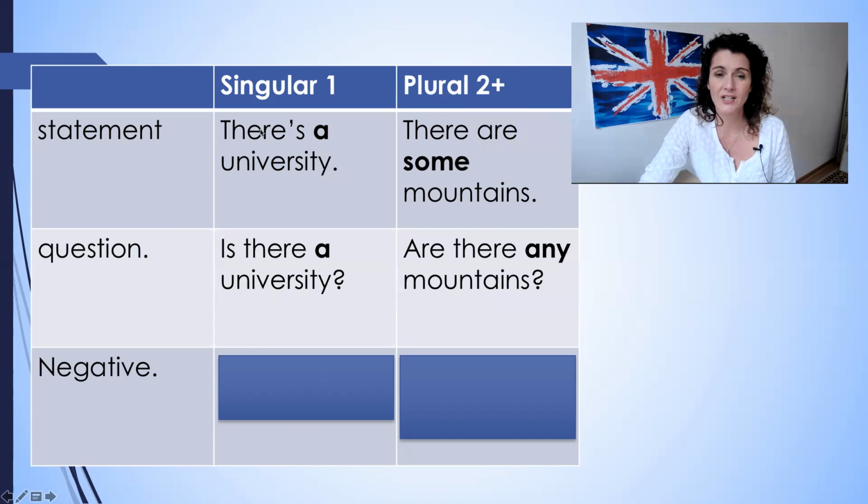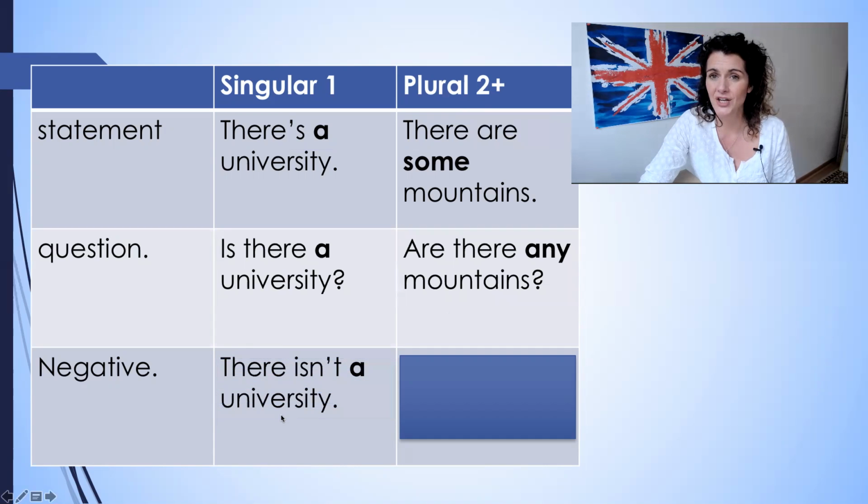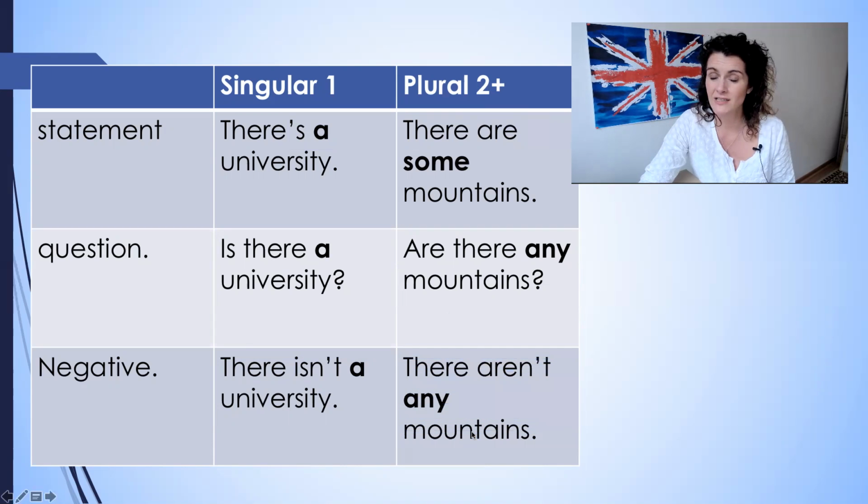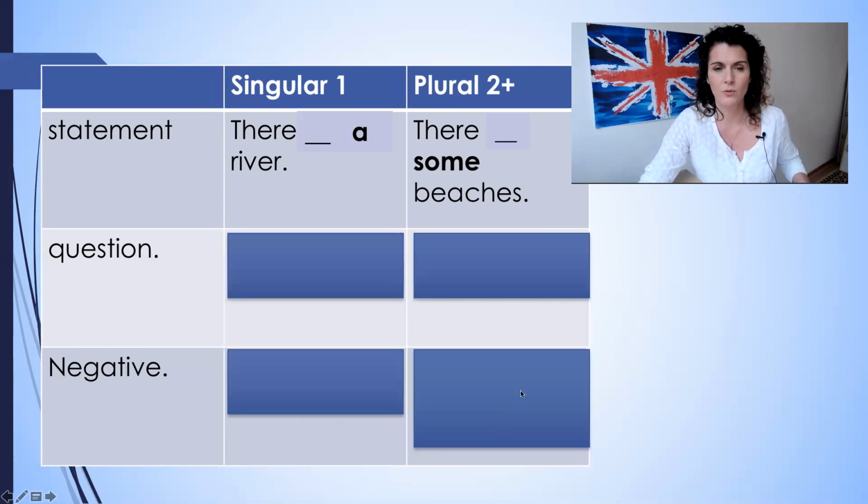Okay, now can we change this positive phrase to a negative? There isn't a university. How about the plural? There aren't any mountains. So once again, singular phrases, whether it be a statement, a question, or a negative, all use a. With plural phrases, we use some for a positive statement, we use any for a question, and any for a negative.